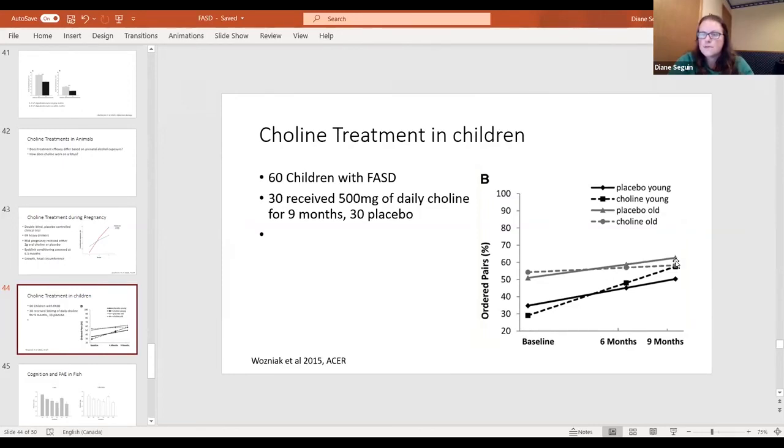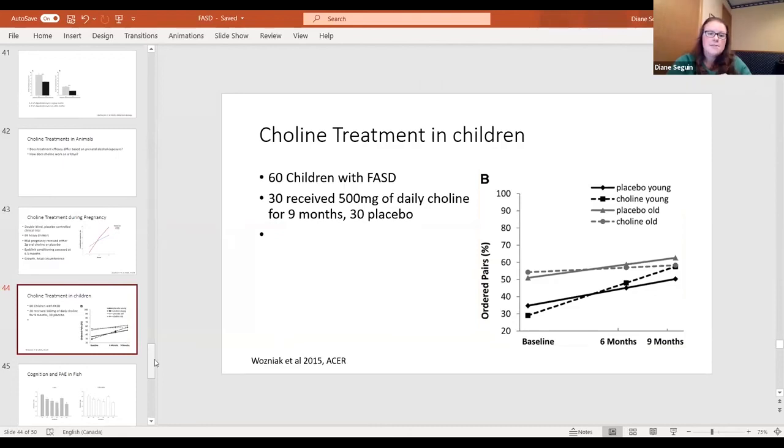What do we have here? Those who had choline when they were young were performing at better levels than those who had the placebo. But there was less of an effect if they received the choline when they were slightly older. So it's not preventative, like it's not an endogenous preventative measure, but it's something that can be given to pregnant mothers or to children afterwards that, in particular, helps with learning impairments.